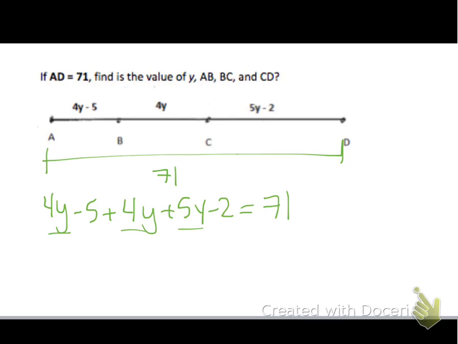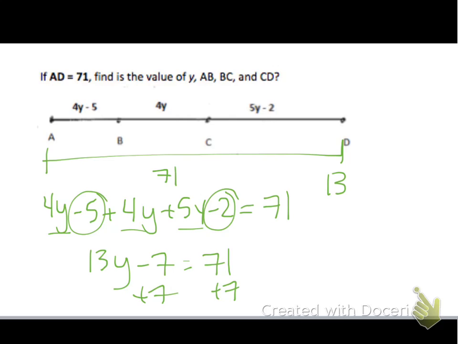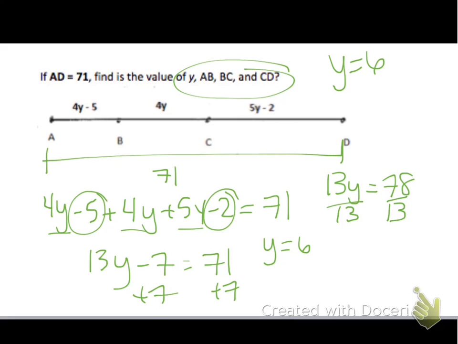So I got 8y plus 5, so 13y and negative 7. Add 7 to both sides. So I got 13y equals 78, divided by 13. Y is 6. So we have our y being 6, but I need to find all of these. So I'm going to erase my work because I already found y.